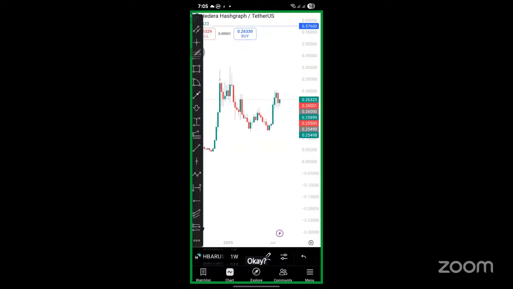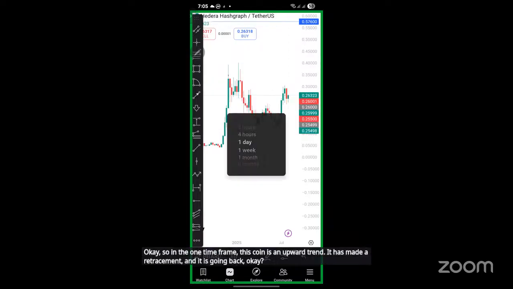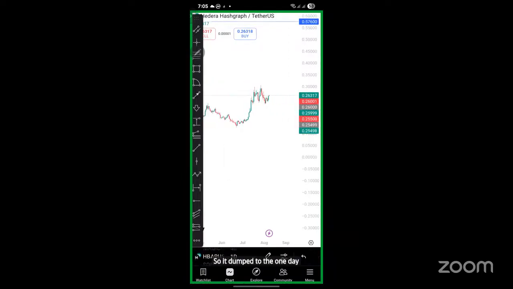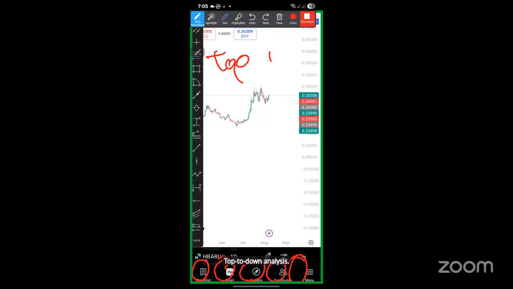So in the 1 hour time frame, this coin is in an upward trend. It has made a retracement and it is going back. Okay? So jump to the 1 day. What we are doing is what we call top-down analysis.